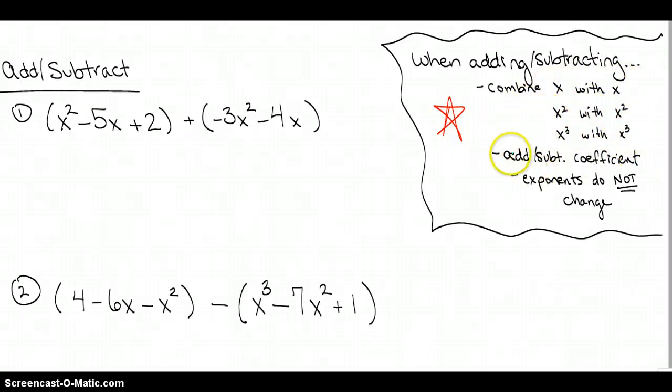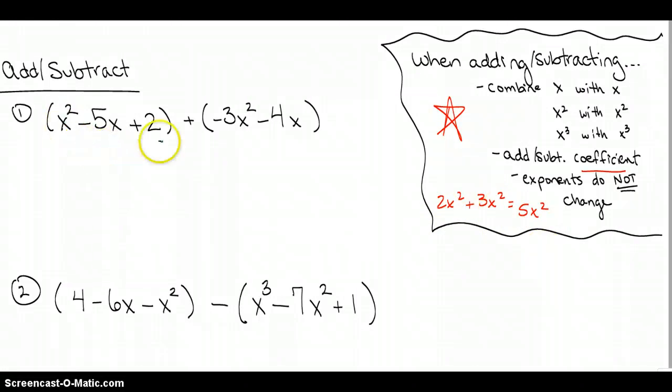When you do add them together, you're going to add and subtract the coefficient, which is just the number in front of the variable. You do not change the exponent. Okay, so if you have something like 2x squared plus 3x squared, it's going to be 2 plus 3 is 5, but it'll still stay x squared. You have 2 x's that are squared plus 3 more gives you 5x's squared. You're not going to make it 5x to the 4th.